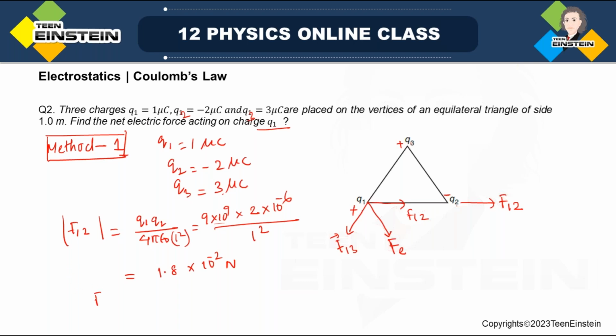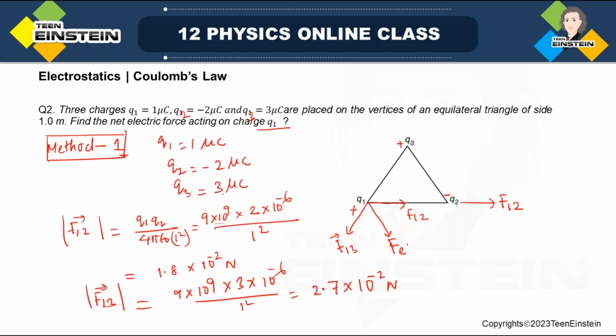Let us find out the magnitude of this force also. Similarly, I can just directly write 9 into 10 to the power 9 and say Q1 Q3, so this will be 1 into 10 to the power minus 6 divided by 1 square. So this will be 2.7. This is a very simple, straightforward calculation, and nothing much. 10 to the power minus 2 Newton.